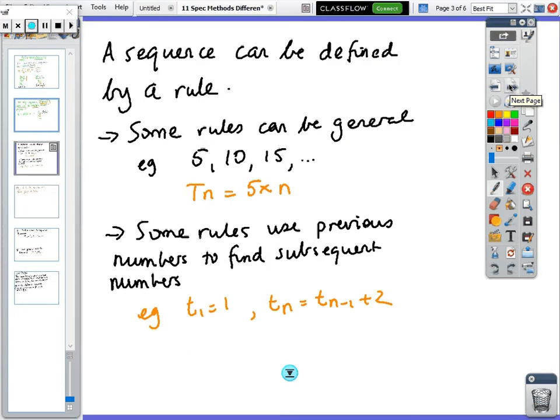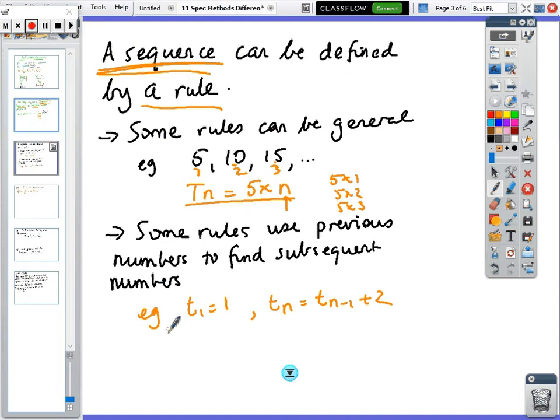Okay, so most sequences, I think just about any sequence, can be defined by a rule. Some rules are really easy, like 5, 10, 15. The rule is just, this is the first number, so we just multiply 5 by n, 5 by 1, 5 by 2, 5 by 3. This is the first term, this is the second term, this is the third term, and the numbers come out. So sometimes it's as easy as that.